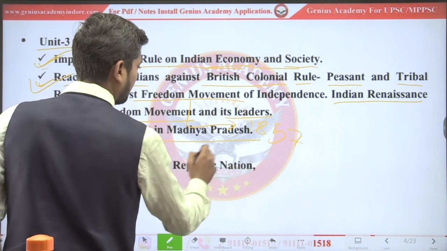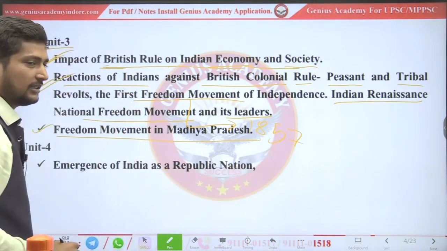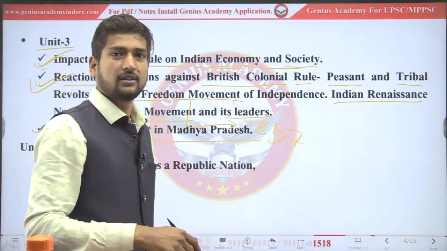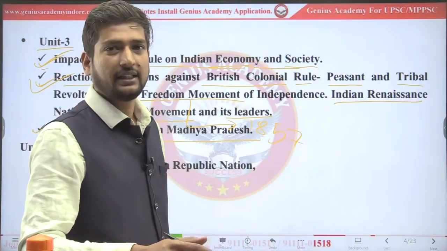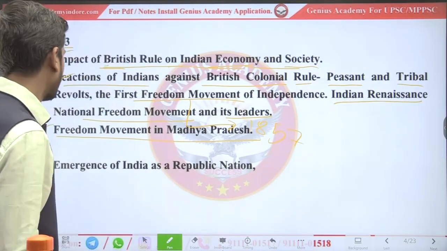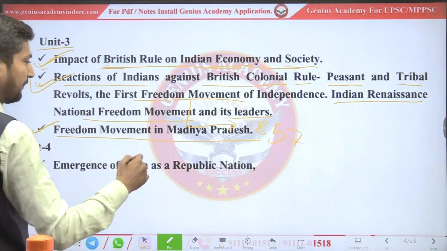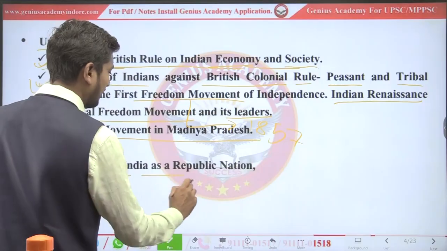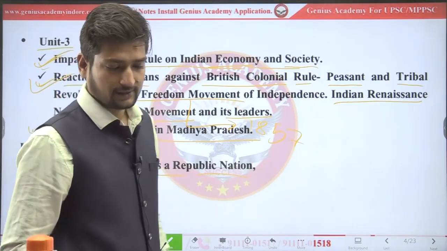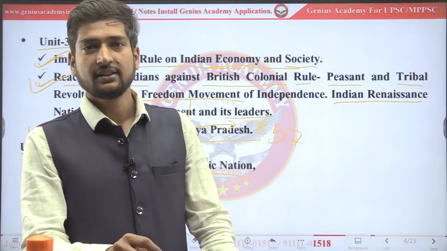Freedom movement in Madhya Pradesh. After independence, there is the regional independence movement. At that time, MP was part of the Central India province. So this will be covered in the MP section, Unit 4, emergence of India as a Republic nation. It is the formation of new Indian states.